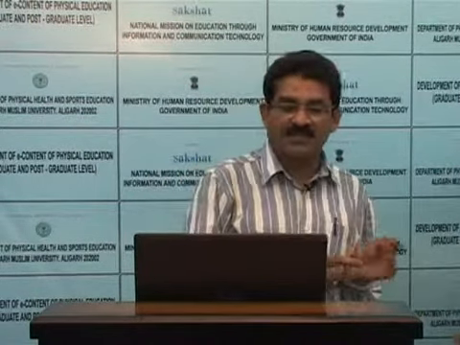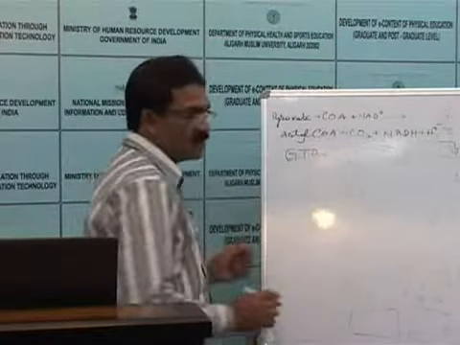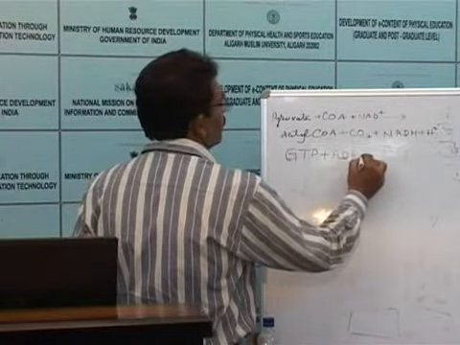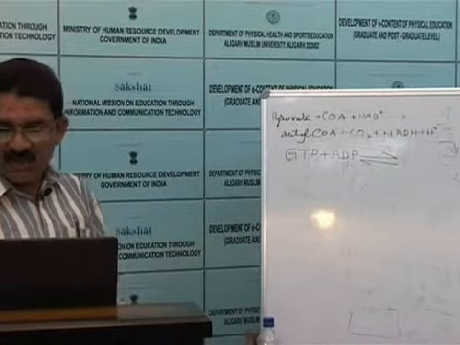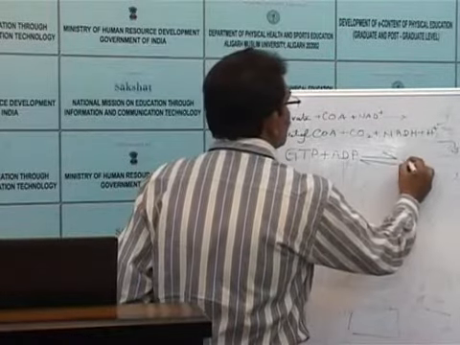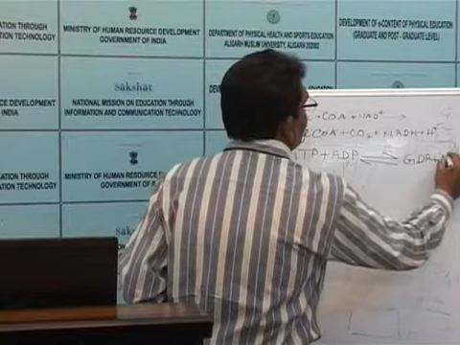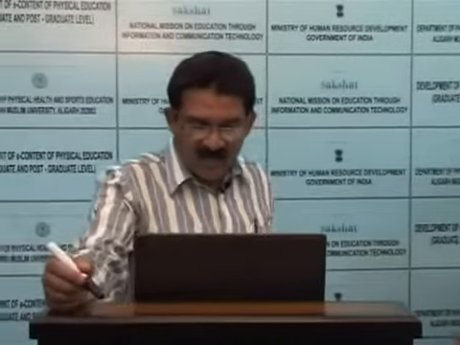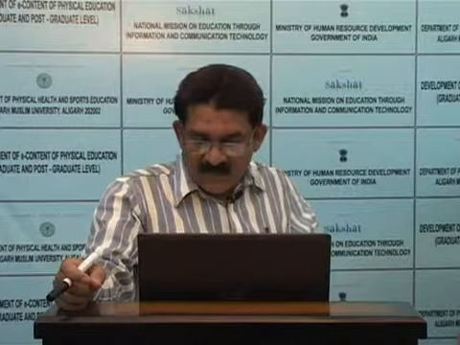We can say GTP, guanosine triphosphate, plus adenosine diphosphate, ADP, is a reversible reaction with GDP, guanosine diphosphate, plus adenosine triphosphate. Adenosine triphosphate plus GDP can react and release energy with GDP plus ADP. This reaction is reversible and the energy in ATP can be used to form GTP from GDP.